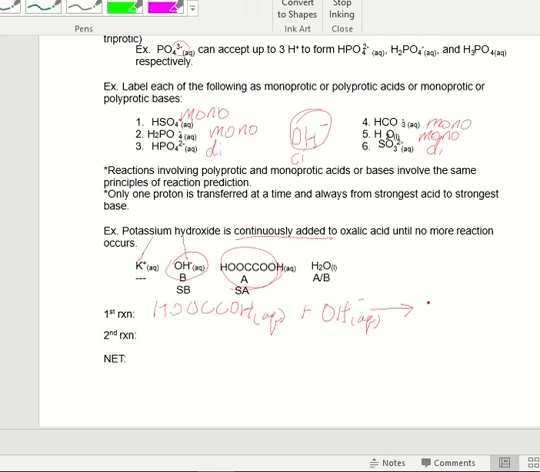So this acid's going to donate an H. You can take it off the front or the back, or just double check page 8 and 9 if you feel more comfortable. And we're also going to get water.